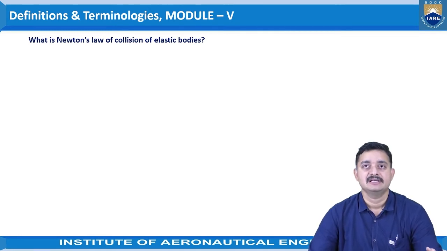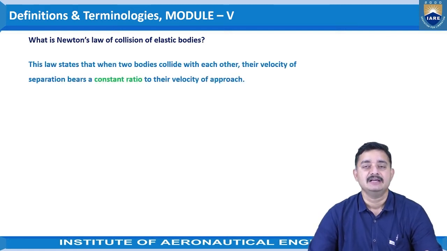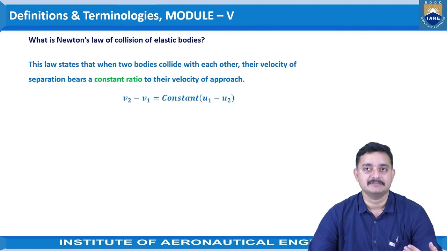The question is, what is Newton's law of collision of elastic bodies? The statement says, this law states that when two bodies collide with each other, their velocity of separation bears a constant ratio to their velocity of approach. In mathematical form, it is given as V2 minus V1 is equal to a constant times U1 minus U2.